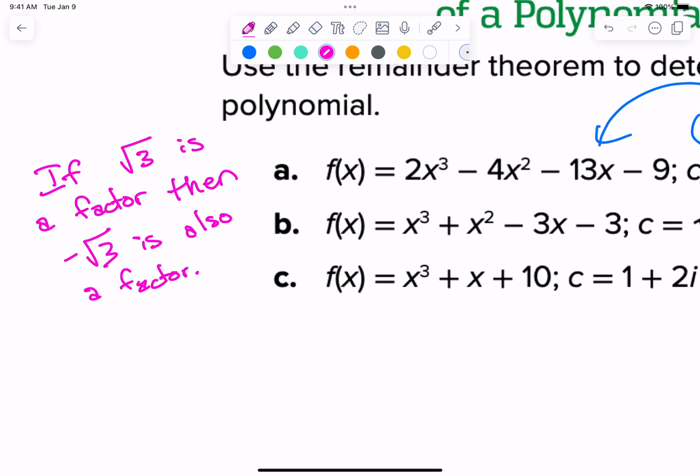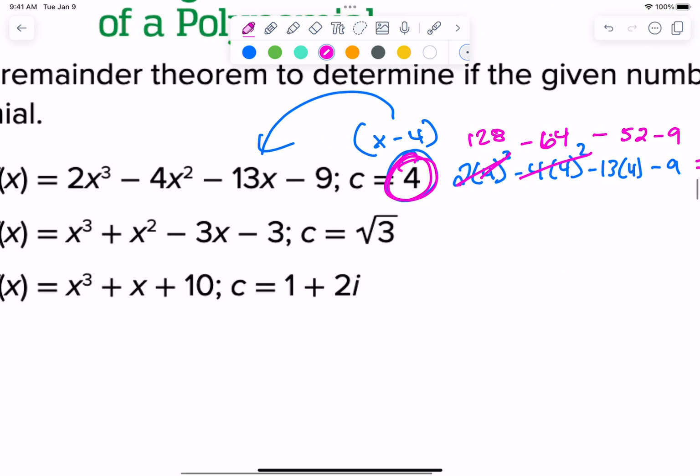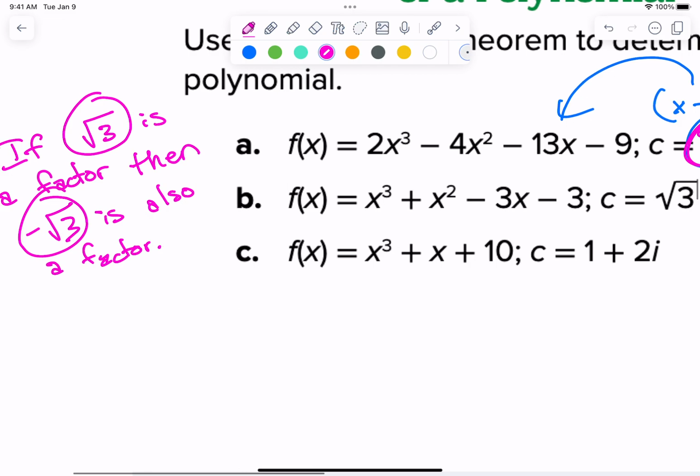Okay, let me explain that. If the square root of 3 goes in there perfectly, negative square root of 3 also goes in there perfectly. The reason for that is when you do the quadratic formula, you never have the plus without the minus. It always goes plus and minus together. So if the square root of 3 is a factor, then the negative square root of 3 is a factor.